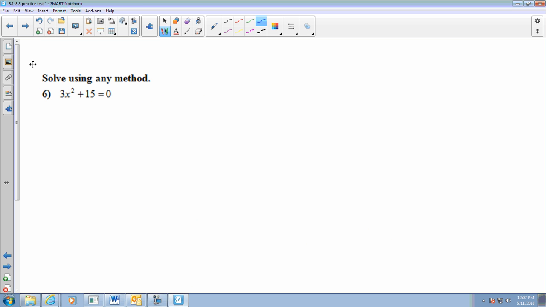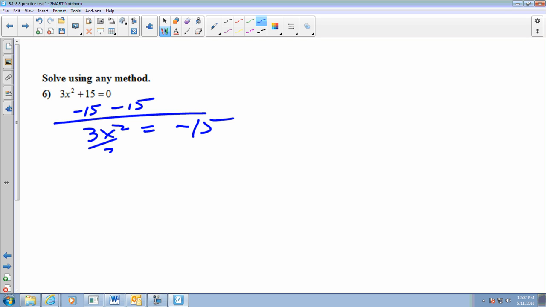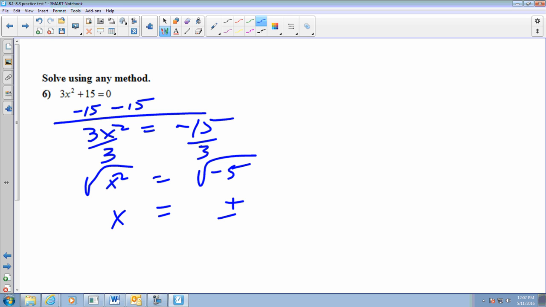On number 6, we're going to solve it by any method. So I'm going to subtract 15 from both sides. And I get 3x squared equals negative 15. Divide by 3, divide by 3. I get x squared equals negative 5. Square root, square root. And I know I'm going to have a plus or minus in front of this. The negative 1 comes out as an i because the square root of negative 1 is i. And I get plus or minus i root 5.